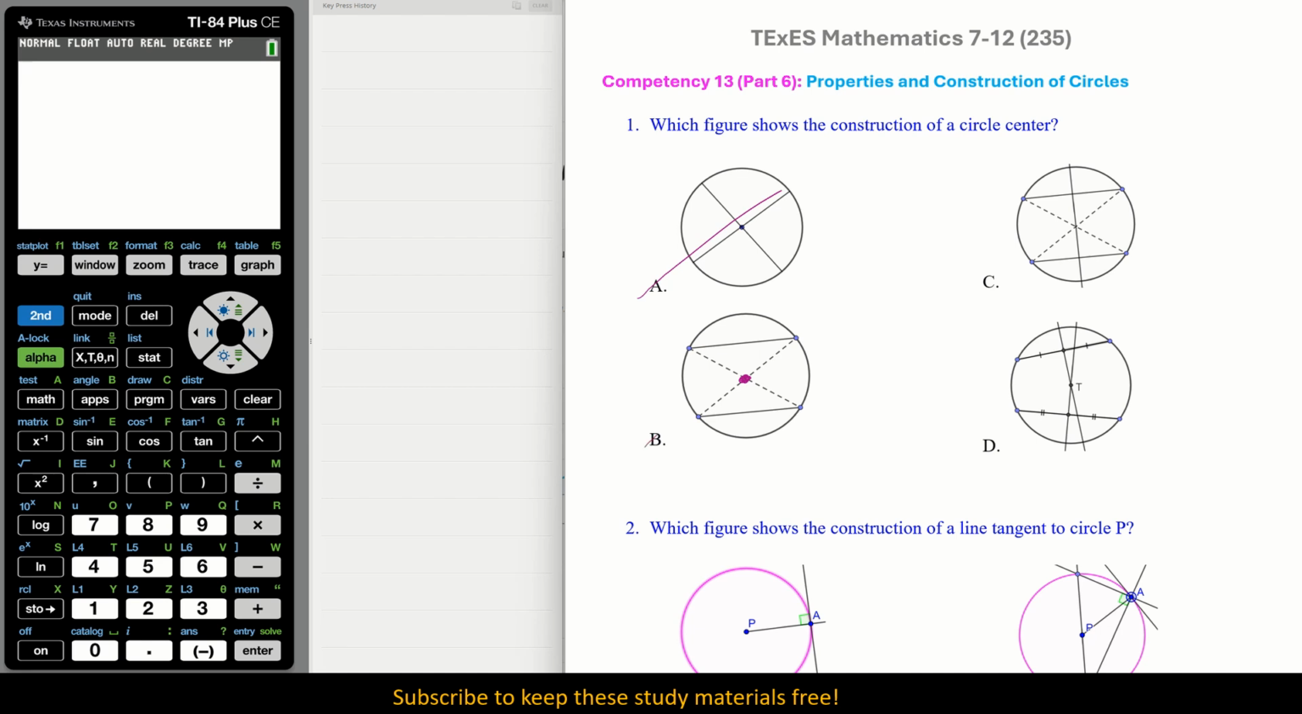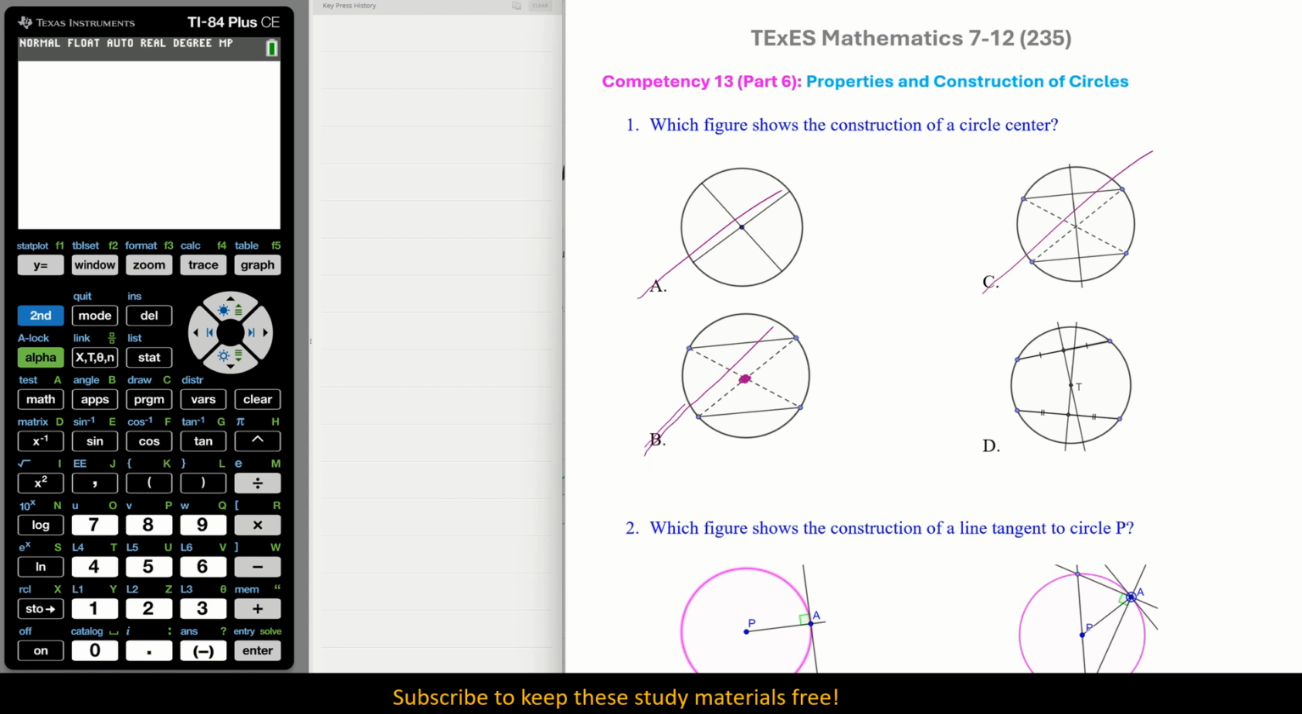Then if B can't be it, we look at C. Well, if B isn't it, how on earth could C? Well, the thought is that maybe that's a line going through that's the diameter, but there's nothing else to show us that it slices the circle in half, being the diameter. You would need more. So that's not a proper construction.